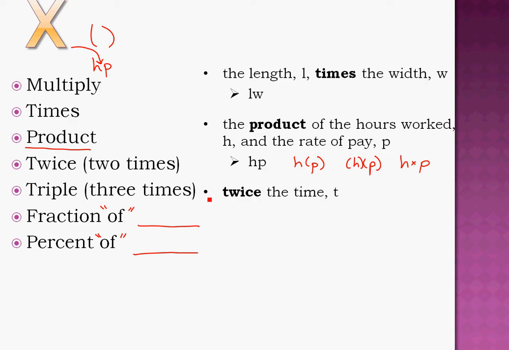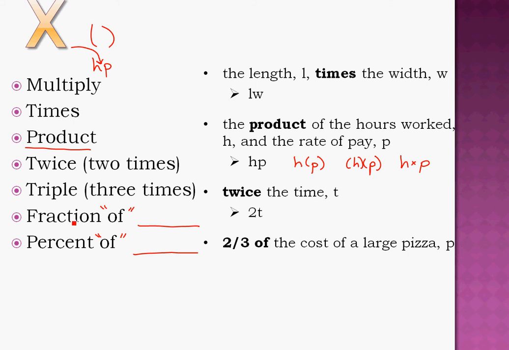Here's twice. Twice the time t. Remember, twice means 2 times. So you could rephrase this as 2 times the time t, which would be 2t. So in other words, if it takes t time to mow the lawn and your little brother takes twice as much time, he would take 2t.